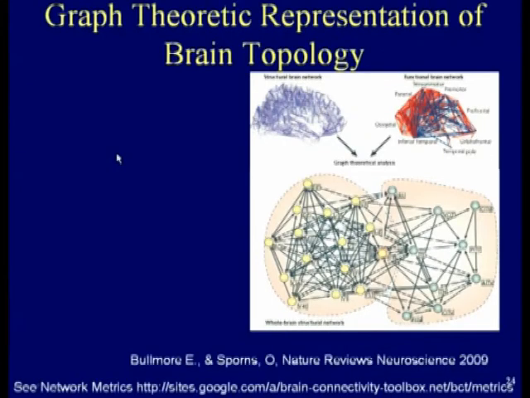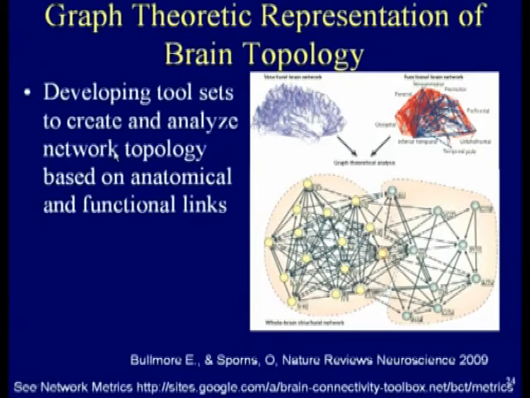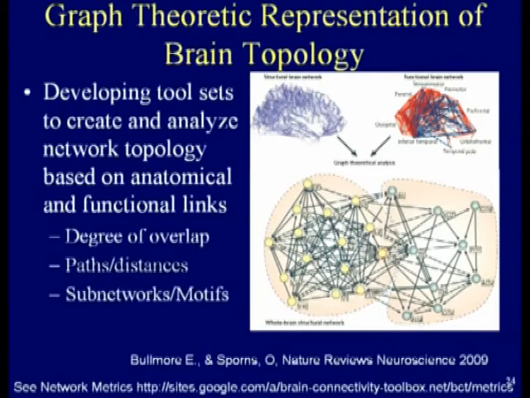Now, recently, there's also been important progress in graph theoretic approaches to brain topology. So they're developing tool sets to create and analyze network topology based on the anatomical and functional links, giving us degree of overlap, paths and distances, subnetworks, motifs within that process, and modularity and structure of those networks.